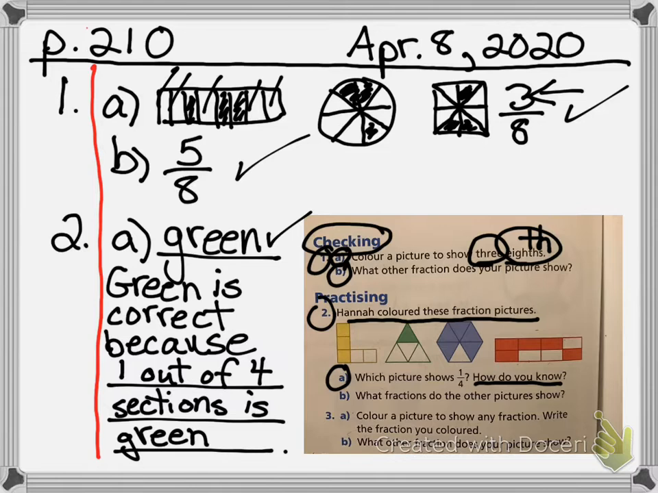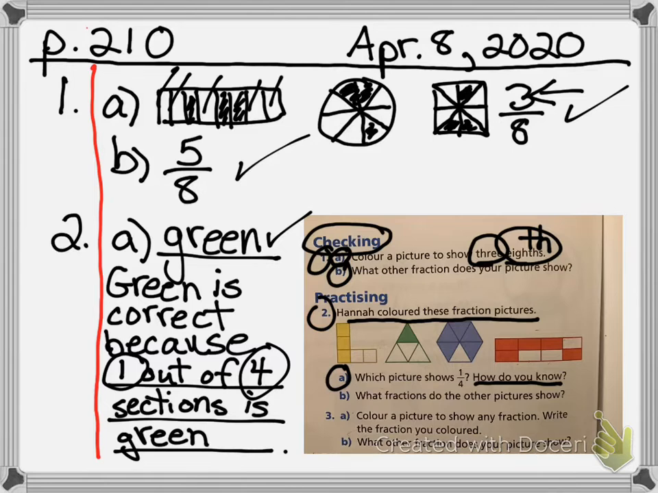You could have said there are 4 triangles and 1 is colored green. And you could have said other things as well. But your answer should definitely say something with the number 1 and the number 4 in it. All right.